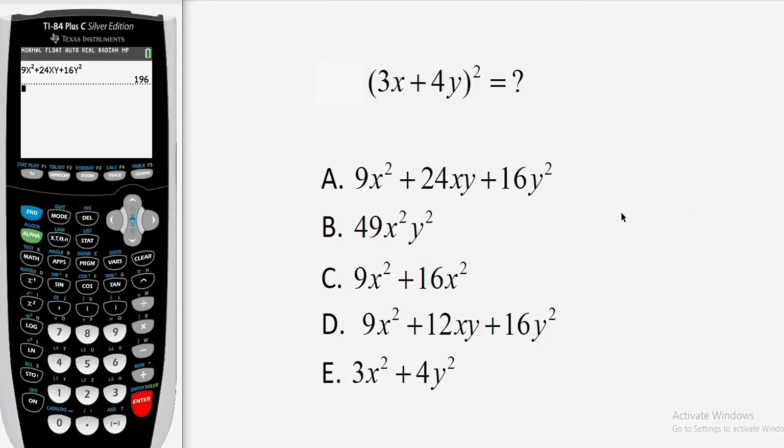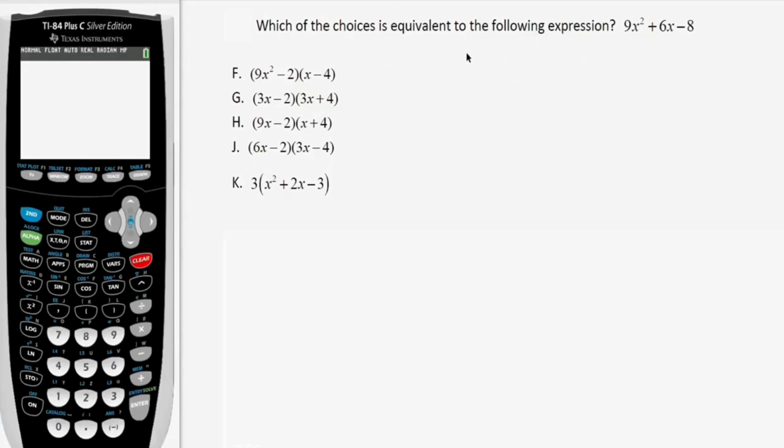When you see this kind of problem, this is how you can do it. But I hope you learned something interesting from this video. So guys, let's look at how to solve this ACT maths question with this TI-84 Plus scientific calculator fast and easily.